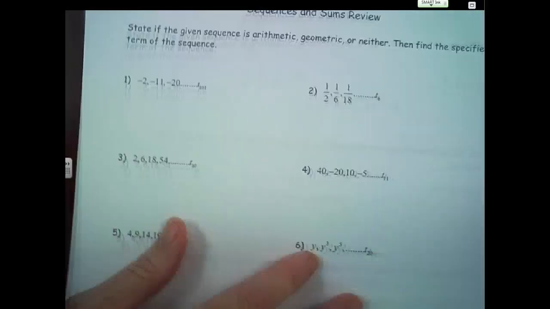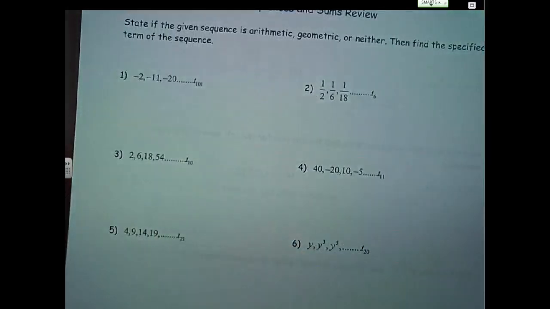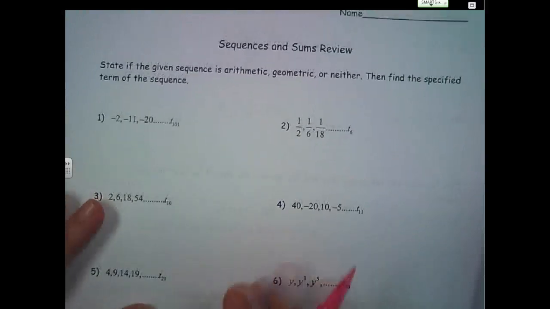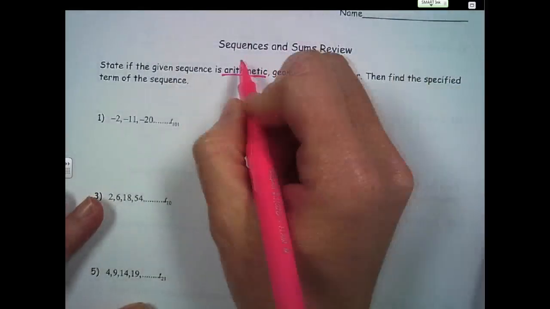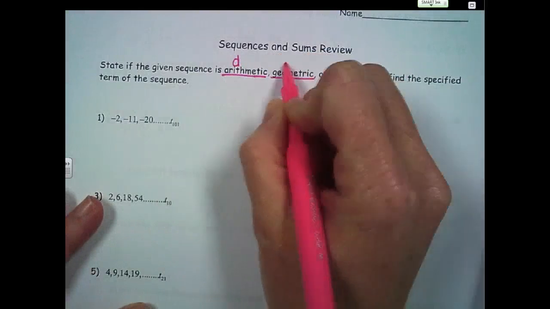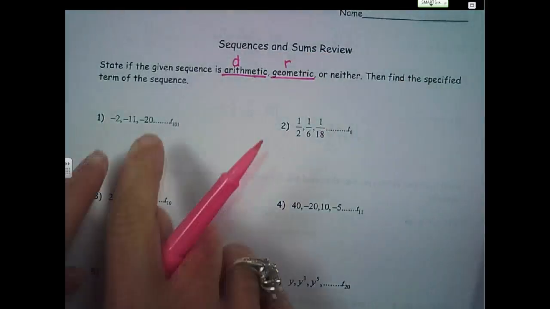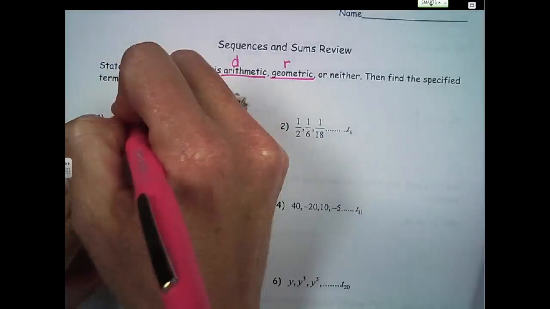Okay, so I'm going to do a few problems from the review for sequence and sum. It first says state if the given sequence is arithmetic, remember that means there's a common d, geometric, use r, or neither, and find the specified terms of the sequence. So here, remember you have to go this way.